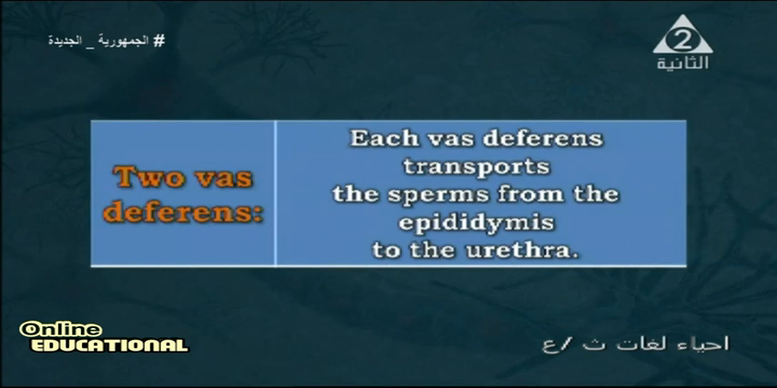The two vas deferens, each vas deferens transports sperms from the epididymis to the urethra. Urethra means the tube in which the individual can get rid of urine and the sperm outside the body.